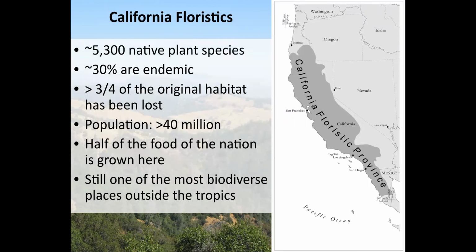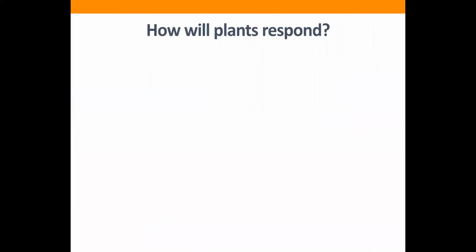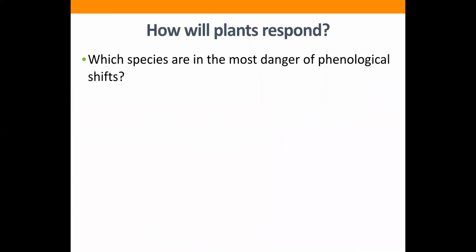So we have many unique and rare species within the state, and at the same time, we are in a period of climate chaos, with California getting drier, rainfall being more sporadic, and our fire season longer and more devastating. So that begs the question, how will our flora respond? This is what's motivated our project.